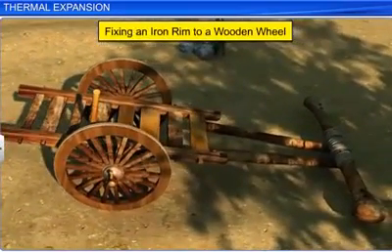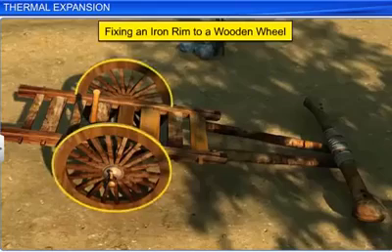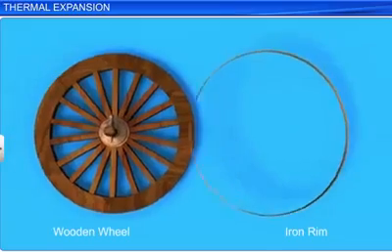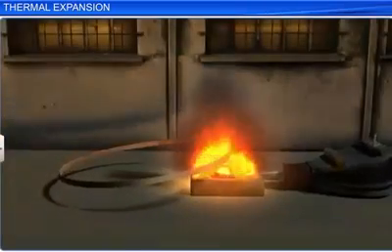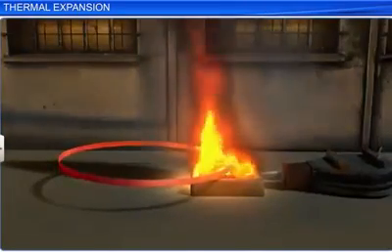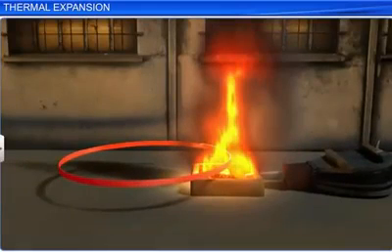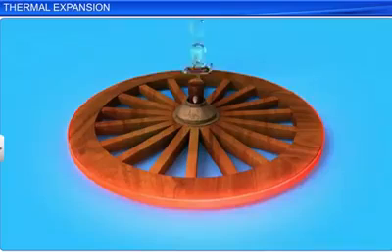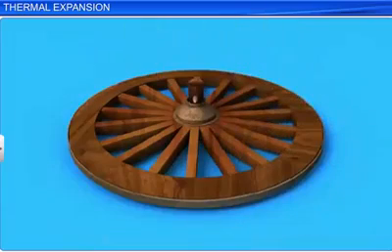Blacksmiths use the principle of expansion on heating and contraction on cooling to fix the iron rim onto the wooden wheel of a bullock cart. The radius of the iron rim is slightly less than that of the wooden wheel. The iron rim is heated to red hot so that it expands and its radius increases. It is then slipped over the wooden wheel and cooled by pouring water. The iron rim contracts on cooling and gets tightly fixed to the wooden wheel.